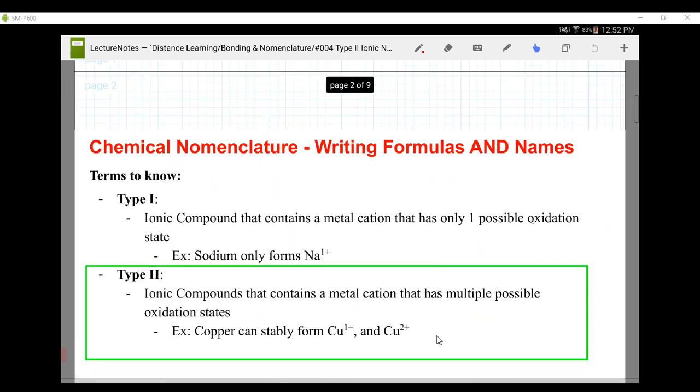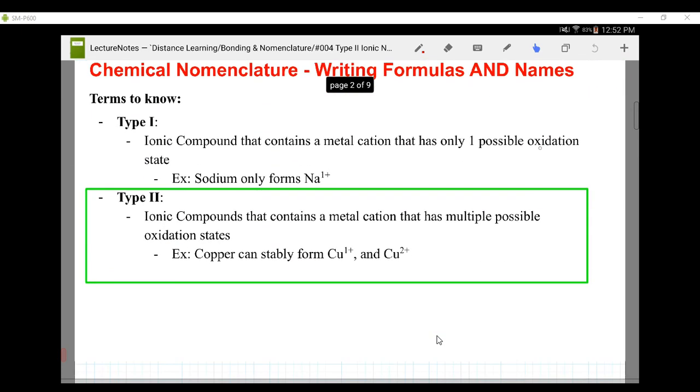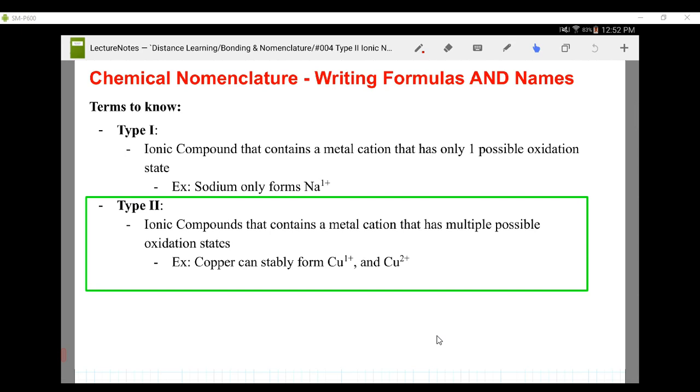So real quick, just to review what the term was for type 2. A type 2 cation is a metal atom, metal ion, that has more than one possible stable oxidation state. In the previous video, we talked about the manganese ion that can have 4 different stable states. Copper, as another example, can have 2 different stable oxidation states.